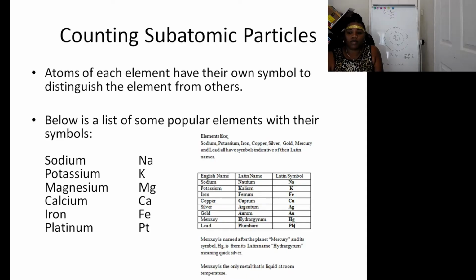So, counting subatomic particles. Atoms of each element have their own symbol to distinguish the element from others. Below is a list of some popular elements with their symbols. We have sodium, Na, potassium, K, magnesium, Mg, calcium, Ca, iron, Fe, platinum, Pt. Now you see how I have a capital letter and then a small letter. You have to write it exactly like that.